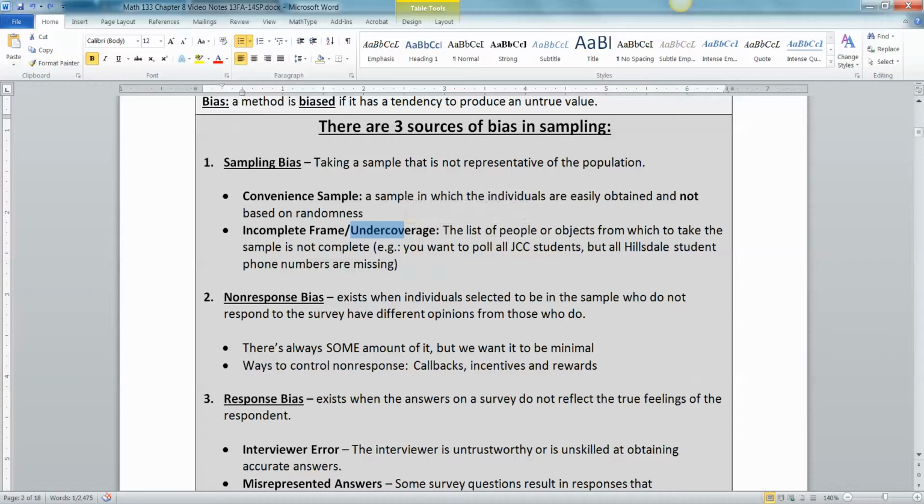The other way to think about that is that you have an incomplete frame. If you had a list of everybody possible, you're missing some. It's not complete. A really simple example of that would be, let's suppose you want to poll all JCC students, but somehow you accidentally leave all the Hillsdale students off. Well, if they're off the list, then that's an incomplete frame. The frame is the list of all the students and their phone numbers. And if you leave off all the Hillsdale students, that's incomplete, right? And therefore, they're never going to get asked, and you're not asking the people of Hillsdale what they think about whatever.